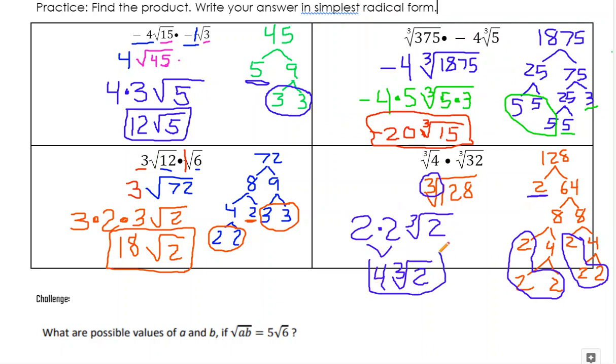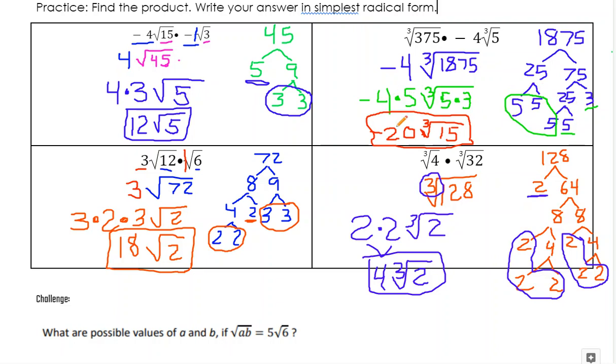So my first one, that top right one, I did 1 times -4 gave me -4. 375 times 5 gave me 1,875. So 1,875, I did my factor tree. And since this was a cube root, I saw I had a group of 3 5s I could pull out. So I pulled out that 5, and I still had a 5 and a 3 stuck inside. So then we just multiplied those.